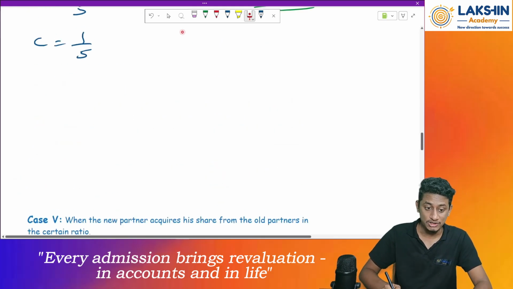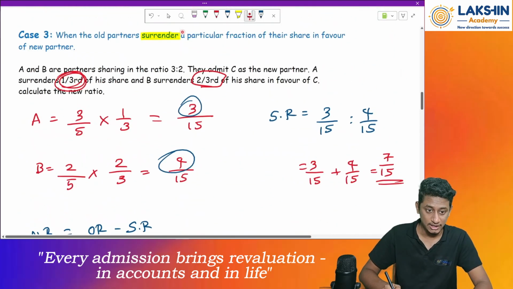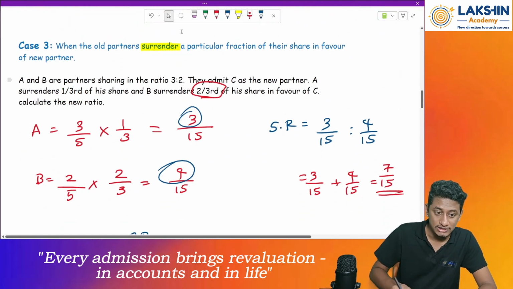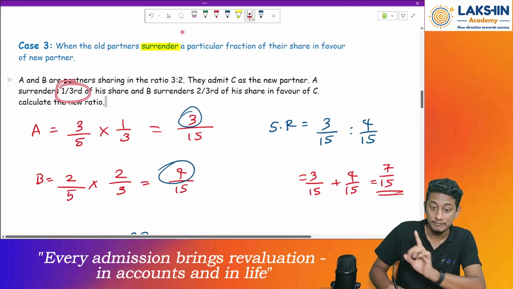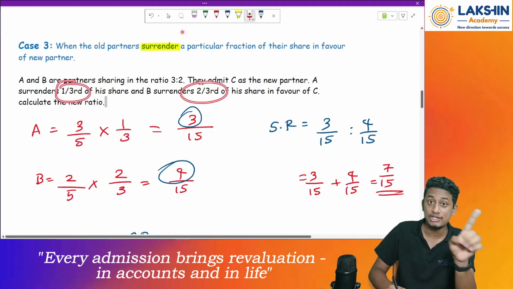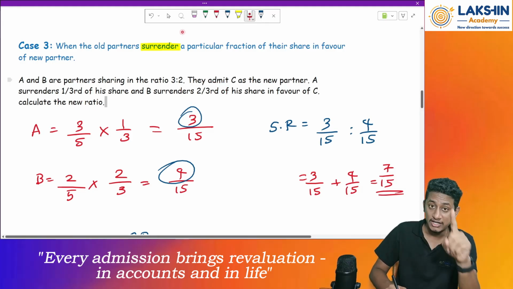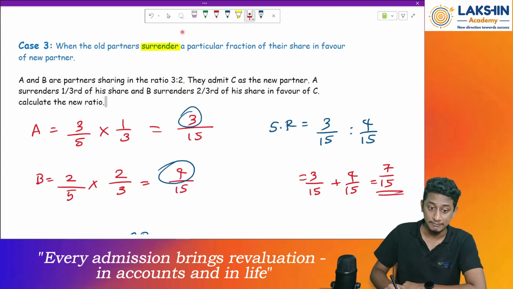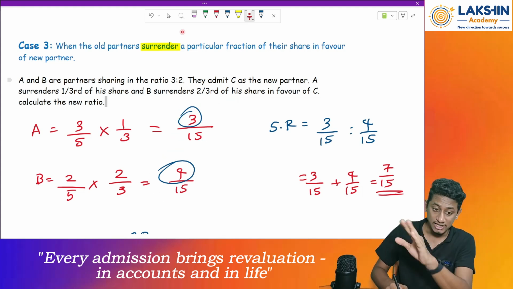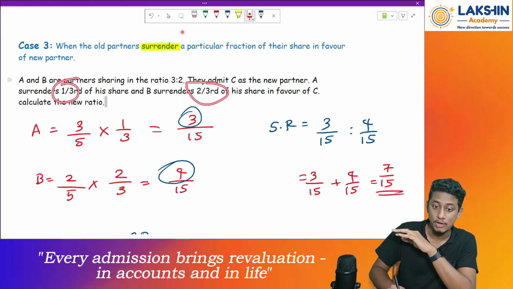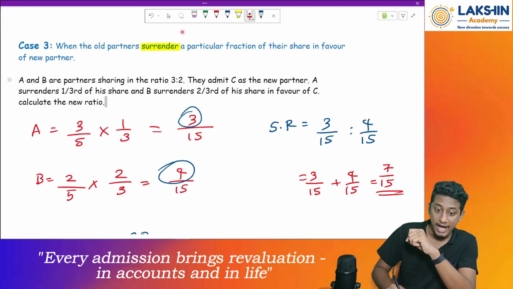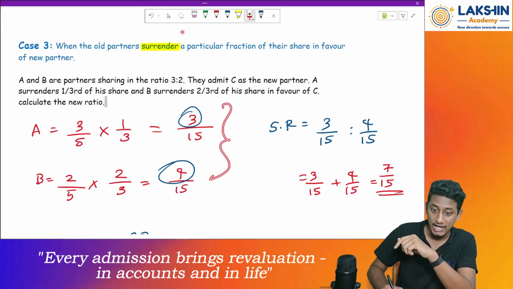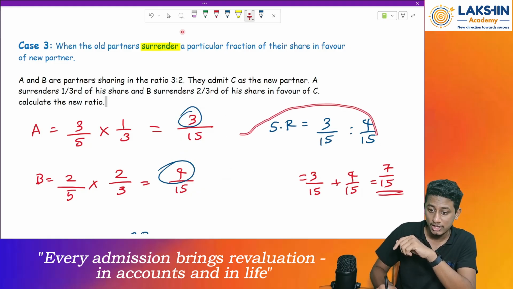But when it comes to surrender ratio, if I add both the surrender ratios, it will add up to 1. This is your hint that it is a surrender ratio. Whenever you see a surrender ratio, you need to find out the sacrifice ratio separately. If you add the surrender ratios, how much will that be? 1. Add the sacrifice ratios, will it be equal to 1? No. These both will add up to make the new ratio of the new partner.